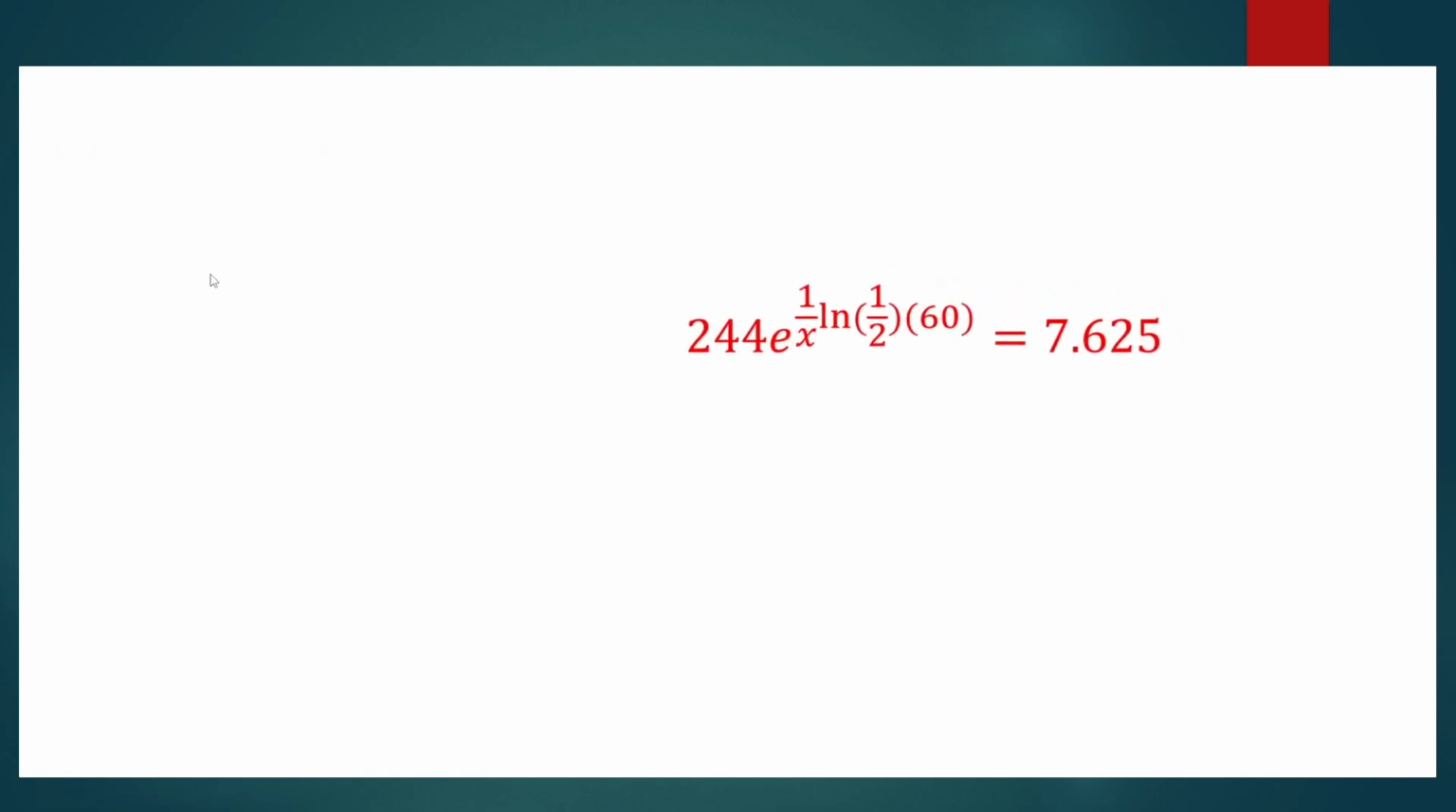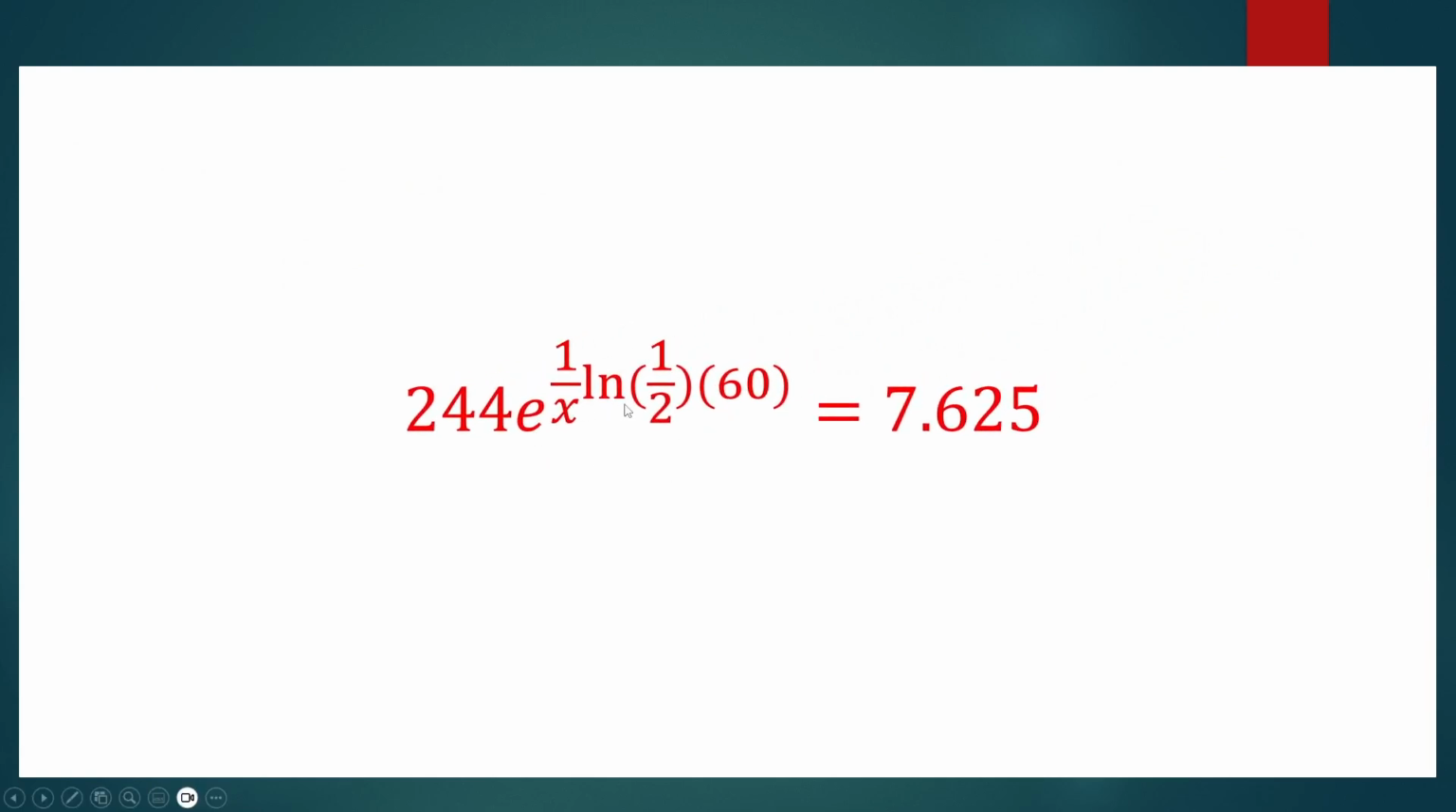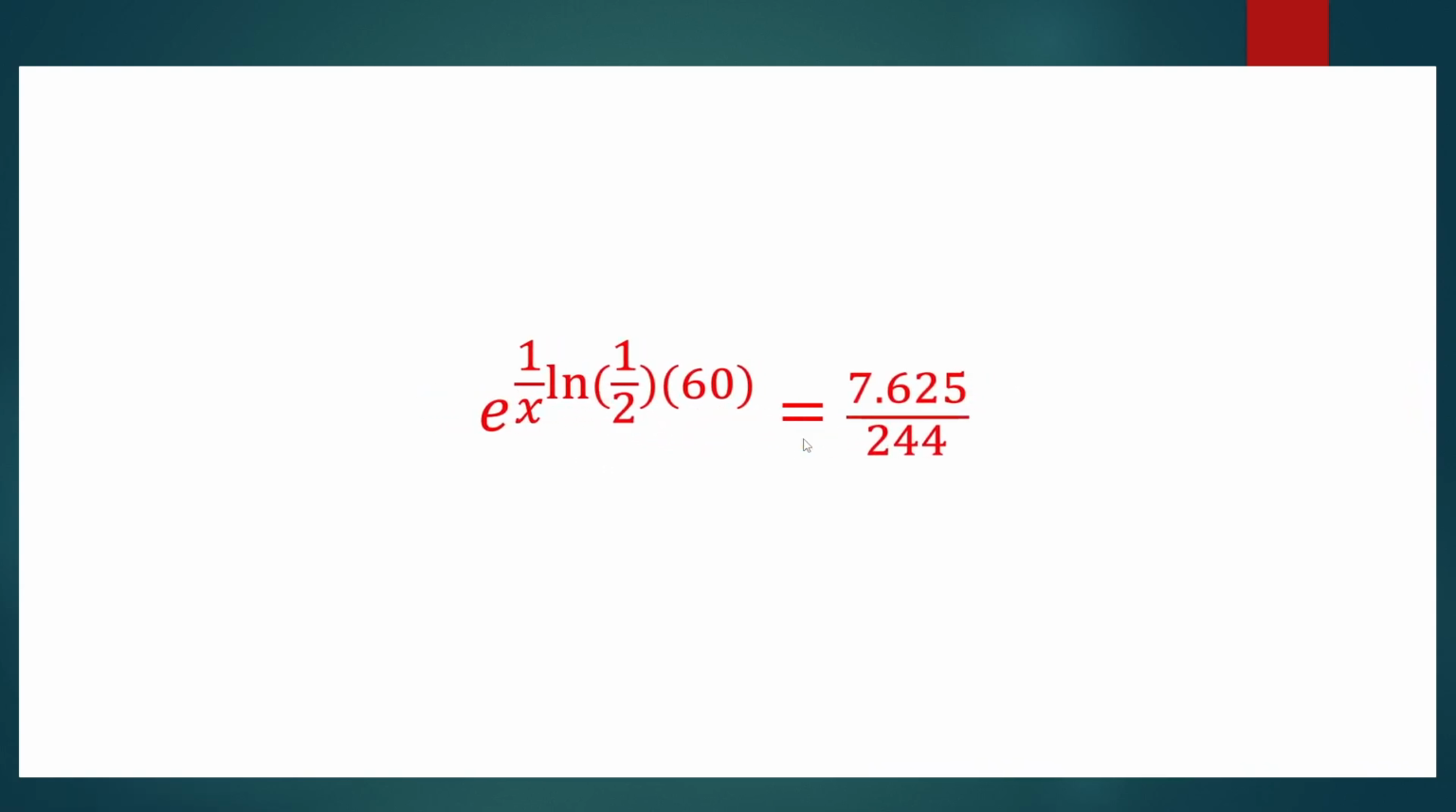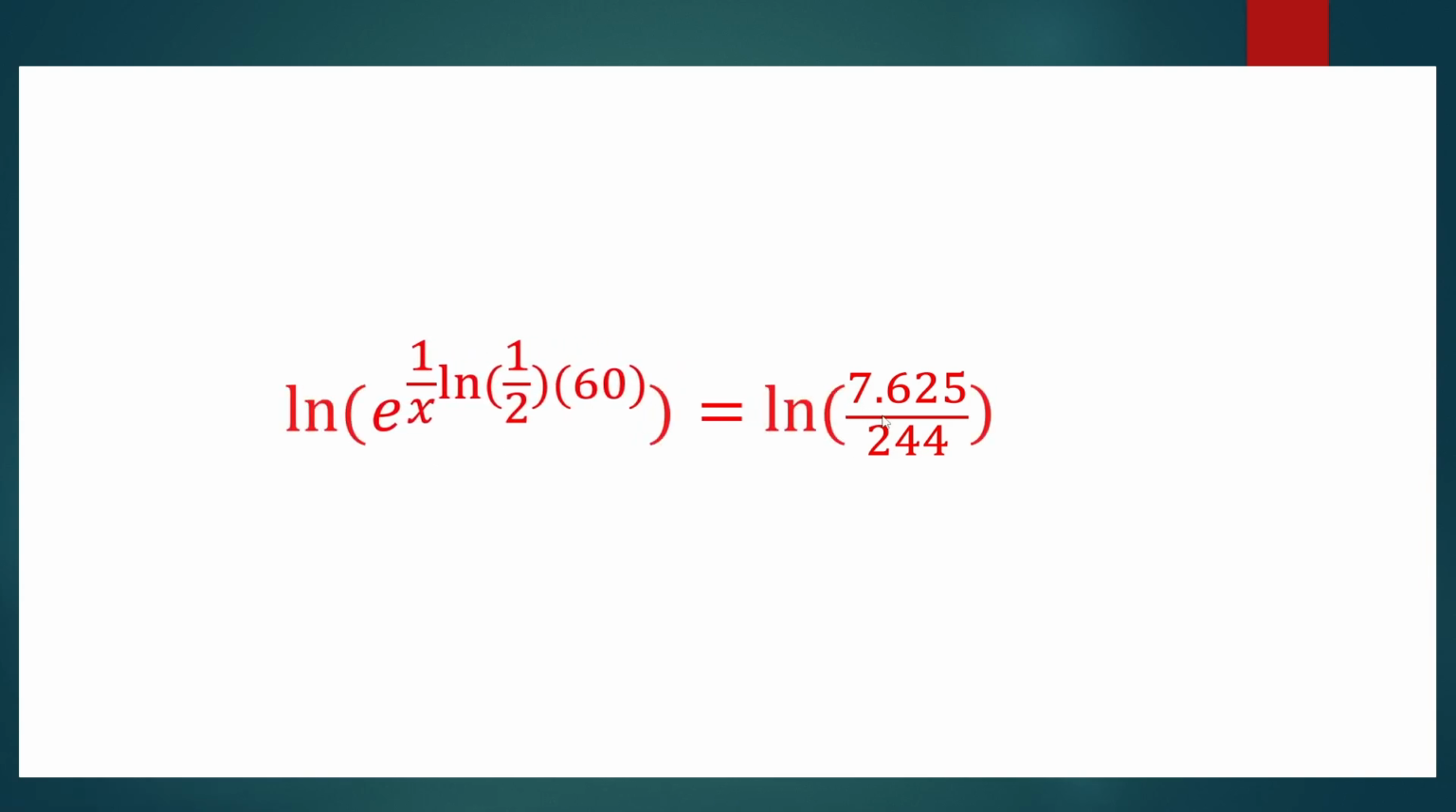Now, let's solve. First thing we have to do is have a logarithm equal a constant. So we divide both sides by 244. The next thing we're going to do is take the natural log of both sides.